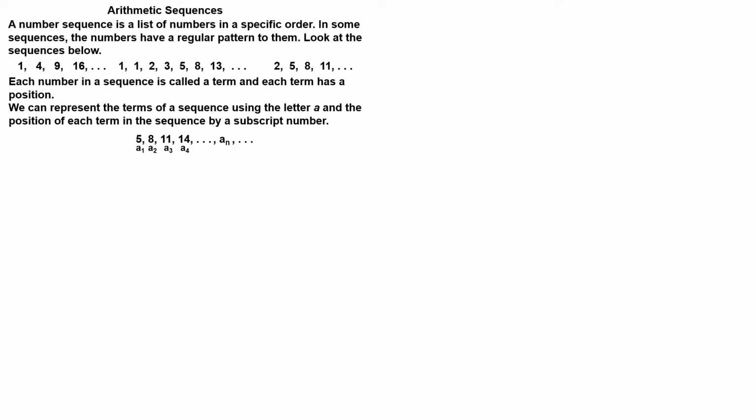There are two major types of sequences: arithmetic and geometric. Now we will study arithmetic sequences. Pay attention to the following sequences. In the first sequence, we go from one number to the next by adding 3. In the second sequence, we go from one number to the next by subtracting 6.